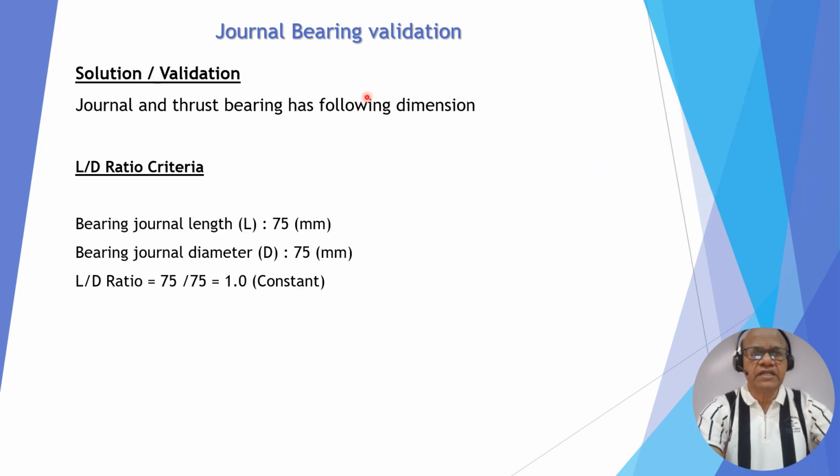So now, journal bearing validation. First we will do the journal bearing validation. The L by D ratio criteria is 1. So bearing journal length L is 75, bearing journal diameter D is 75, so the ratio L by D is 1, which is okay.